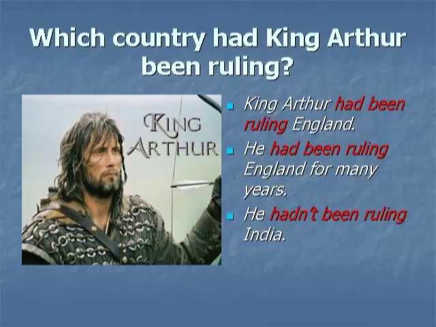It shows that King Arthur started to rule England long time ago, somewhere in the past. He kept on ruling England for some time. After that, he stopped. Now the action is not going on. Now King Arthur is not ruling England. So the sentence will become King Arthur had been ruling England. He had been ruling England for many years. He hadn't been ruling India.